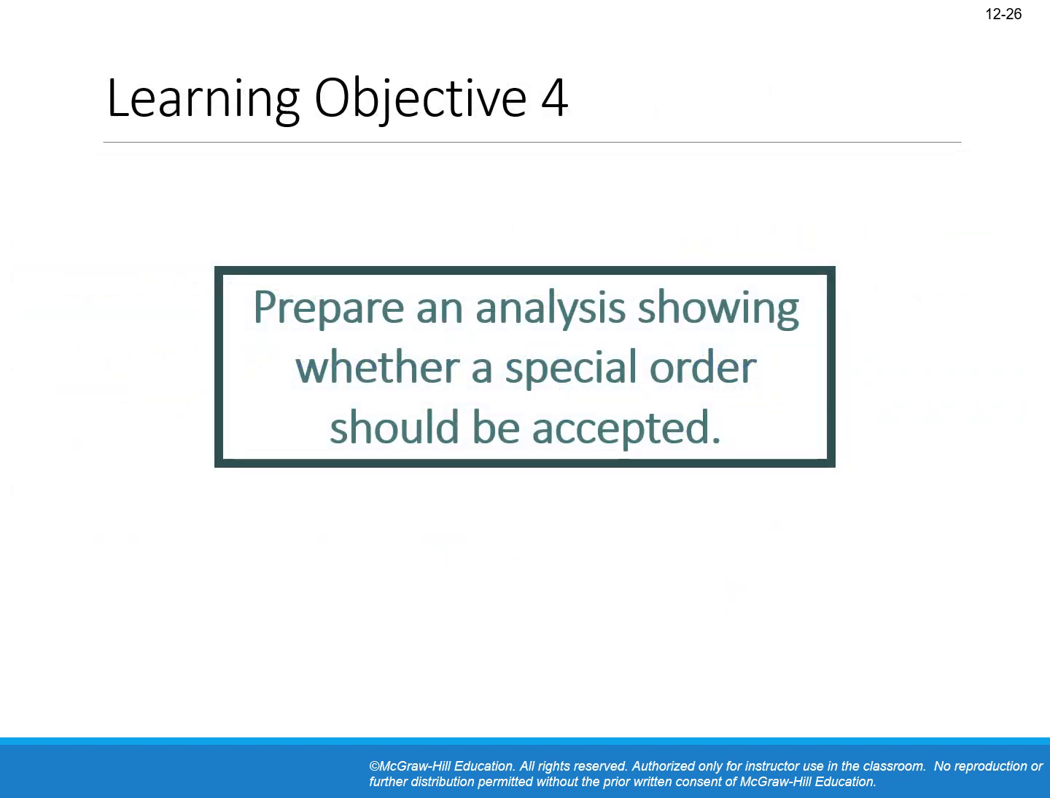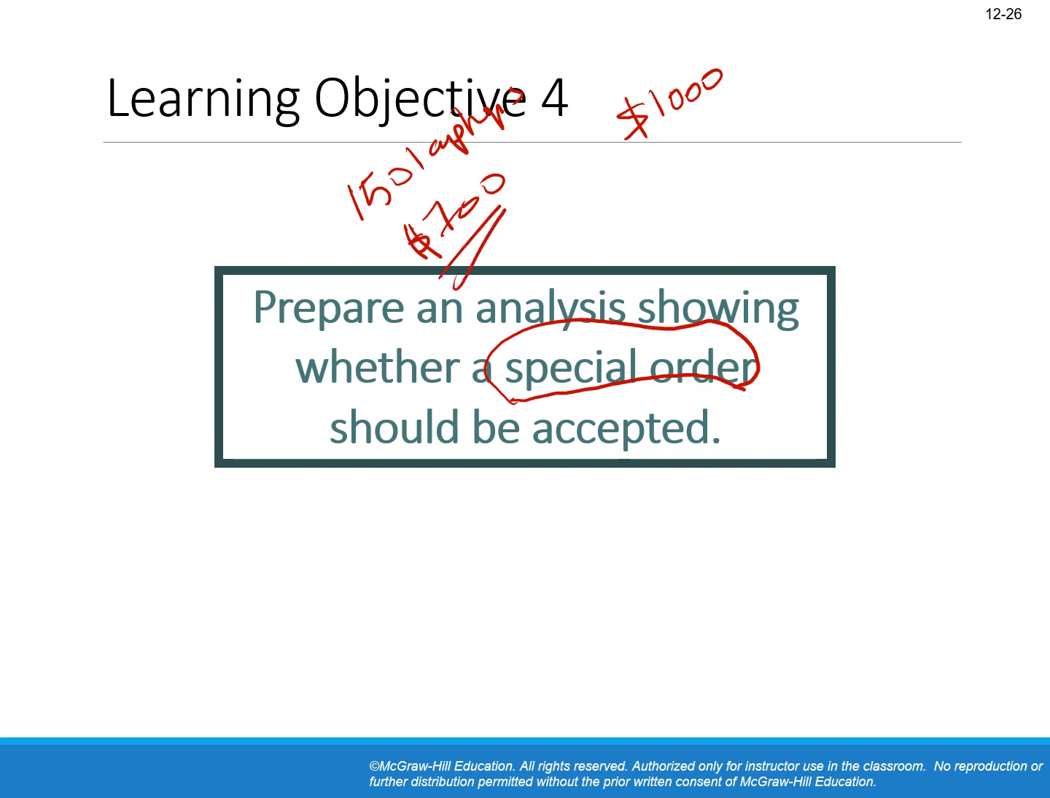In the fourth learning objective, we'll prepare an analysis that shows whether a special order should be accepted. The concept of special order is as follows. Assume that you manufacture laptops and sell each laptop for $1,000. You receive a special order from a company that tells you they need 150 laptops, but they will pay for each laptop $700, not $1,000. You should make up your mind whether you should accept this special order or not. Let's see how we can do that.